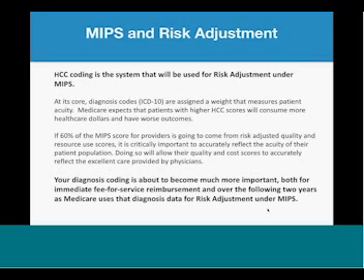So how does MIPS and risk adjustment go together? Well, if 60% of the MIPS score for providers is going to come from risk-adjusted quality and resource, it's really important to accurately reflect the acuity of their patient population. So doing this will allow quality and cost scores to accurately reflect the excellent care provided by physicians.